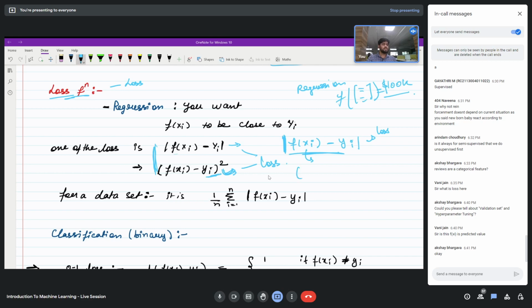You can also have something like power 4, or there are other variants of this. This depends on the kind of data set that you have, or the kind of problem that you're trying to solve. So this loss function will vary based on that. But two of the most common loss functions for regression are these. This is something like a squared loss function, which you might have solved in your 12th class, or if somebody is in masters, then you might know how to minimize this kind of loss function.